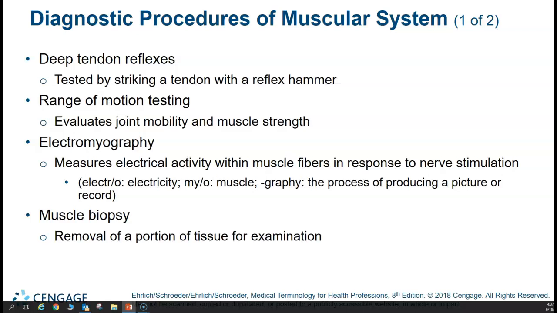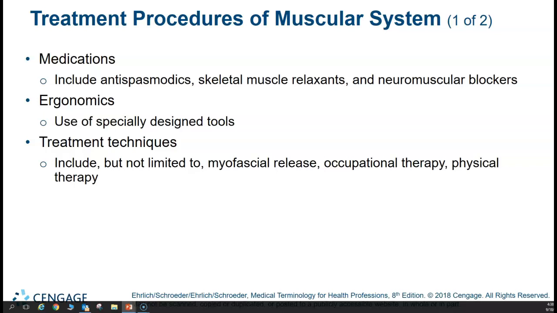Again, these are the different procedures that can be done. You can do tendon reflexes, range of motion testing, electromyography. They're going to actually monitor the muscle with the machine. Muscle biopsy, they can go in and get a picture of it. There are medications that you can use. If you have pulled muscles, we can take antispasmodics. We can take skeletal muscle relaxants. And there's also neuromuscular blockers that can be used in extreme cases.